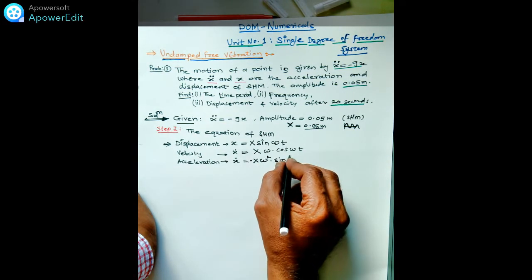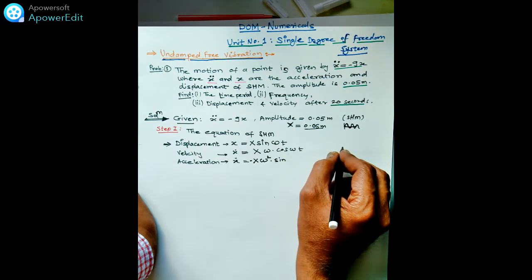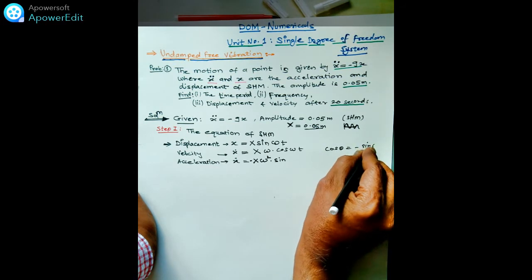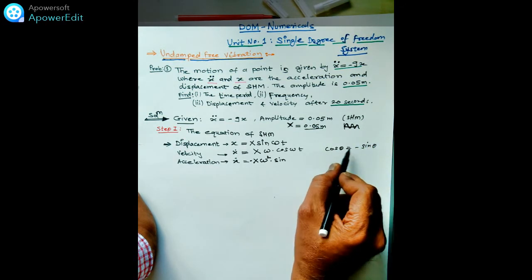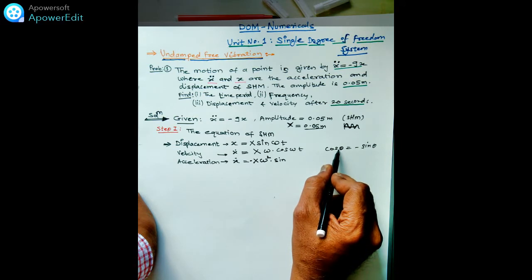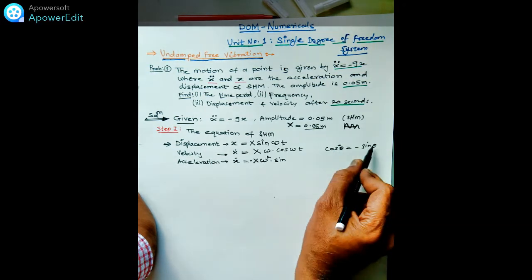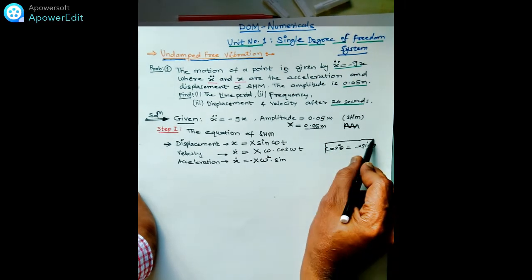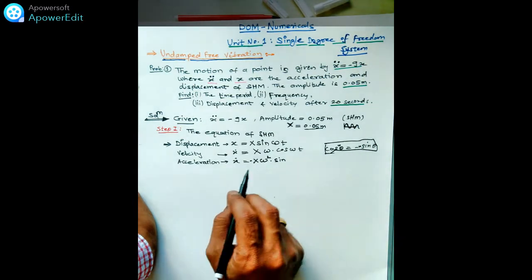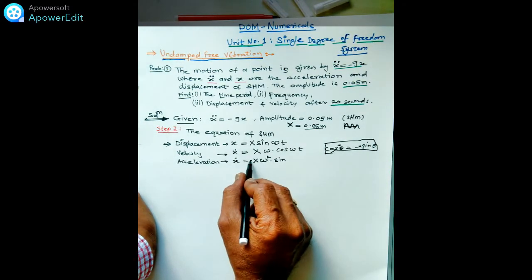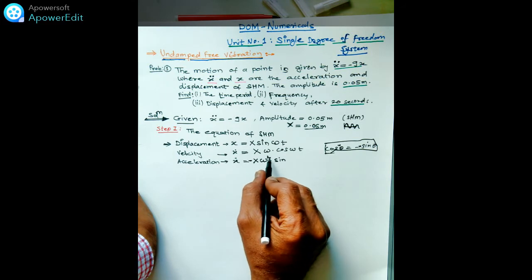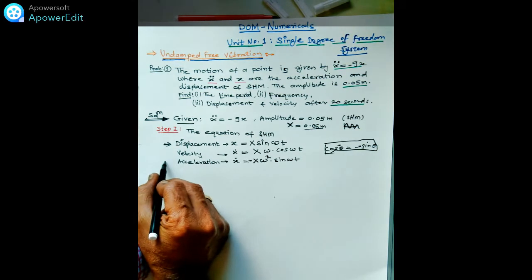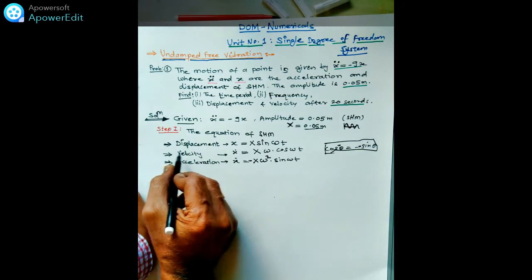Cos theta is equal to minus sin theta, and whatever this theta is, suppose here it is omega t, so we can write here omega and sin theta. Similarly, this is the formula for calculating the cos theta. Here we have written minus X omega square sin omega t. This is the formula for the acceleration, and this is the formula for velocity.